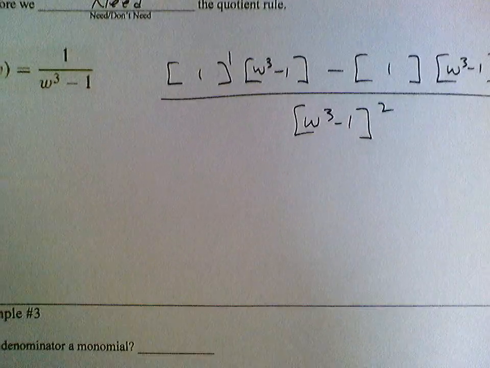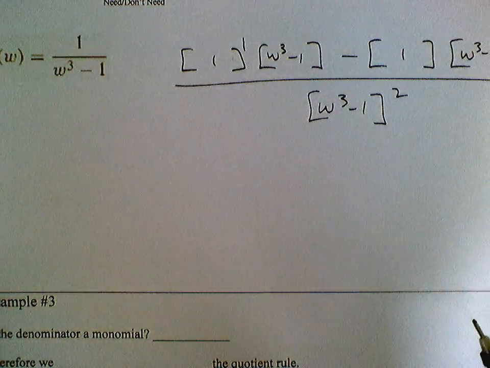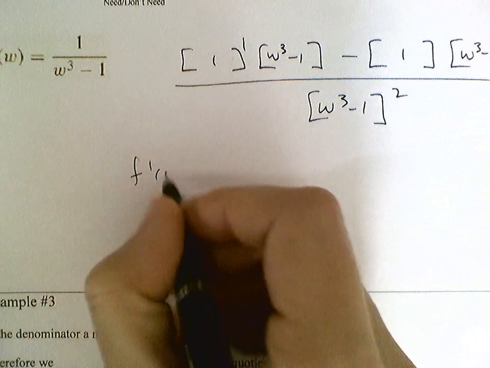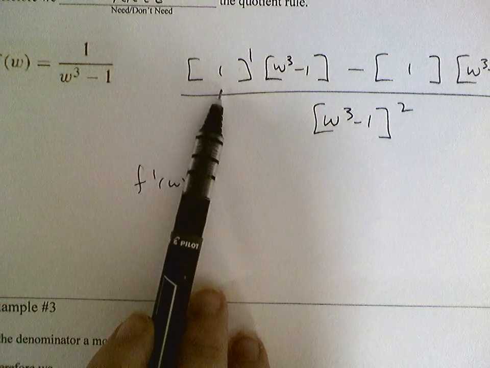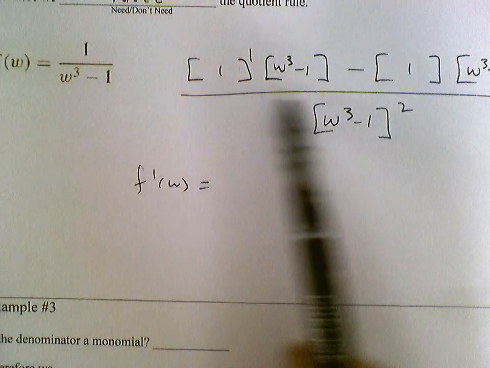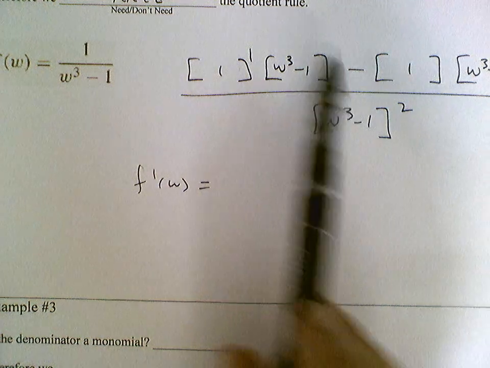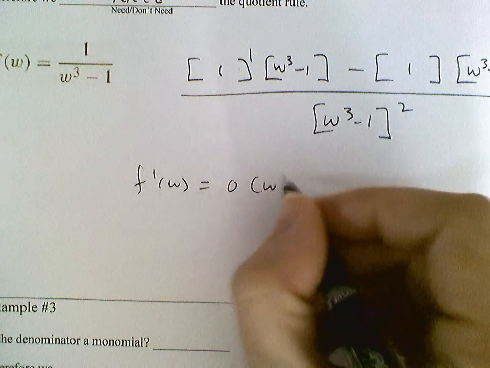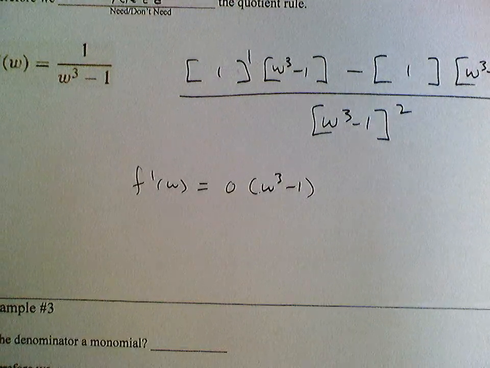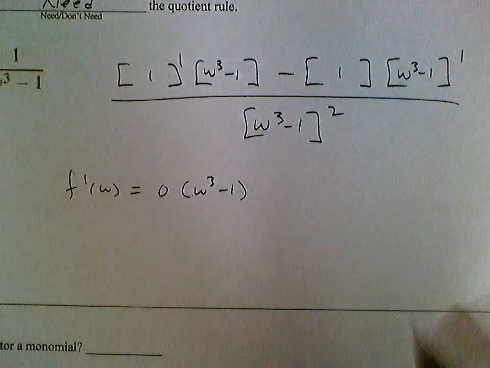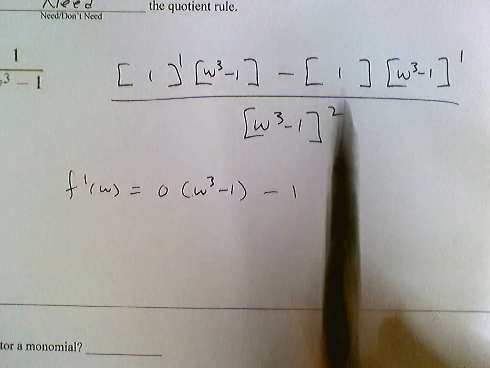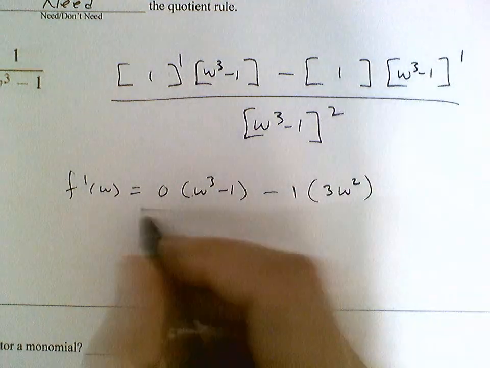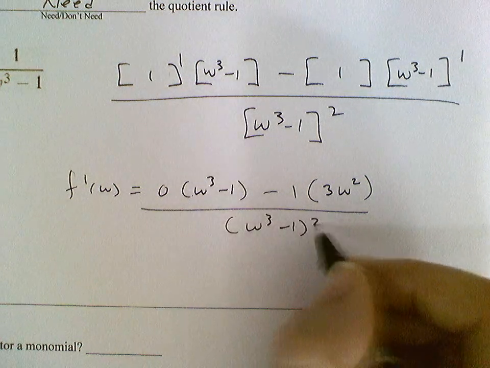Okay, so I'm going to take the derivative now. So we're going to have f prime of w equals, the derivative of a constant is 0. So actually, guys, this entire thing, we're going to have 0 times this one. This whole thing is going to be 0. All right, so you can just jump right to that if you want. Just in case it's not clear to some people, I'm going to write it out for now. In the future, I would skip this step. Minus 1 times the derivative of this is 3w squared all over w to the third minus 1 squared.